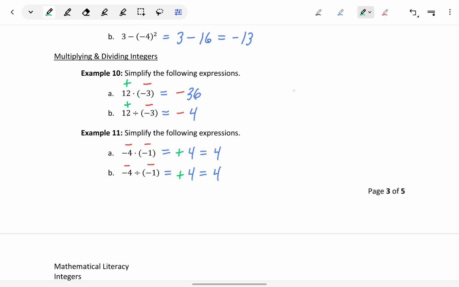So just to summarize those two rules again, if we have a positive number times a negative number, then our result will be a negative number. And the same is true for division. A positive and a negative yield a negative result. If we have a negative number times a negative number, then our result will end up being positive. Two negatives cancel each other out. And again, same rule with division applies.